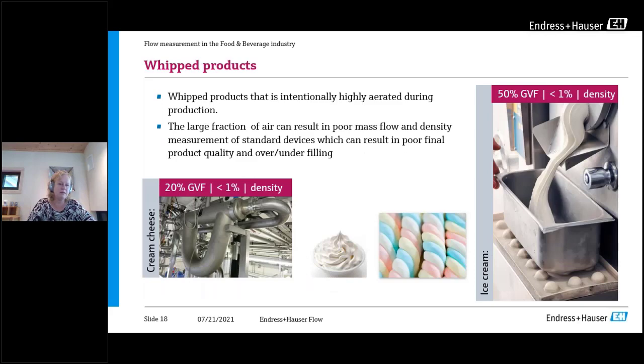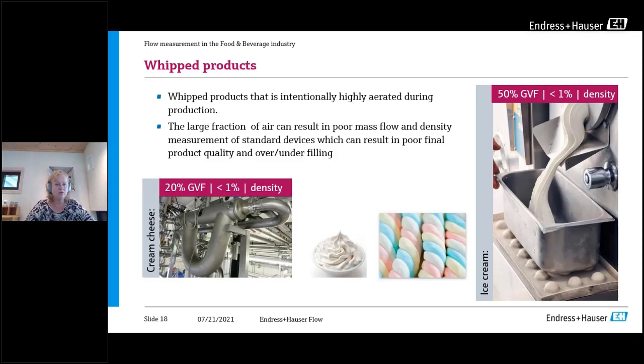The other area is any type of whipped product. So it could be ice cream, as I mentioned, cream cheese, different types of sweets like marshmallows or whipped cream, puddings, desserts, where gas is injected in the process, and can be difficult to measure. Often there is also a very high percentage of gas included in the product.